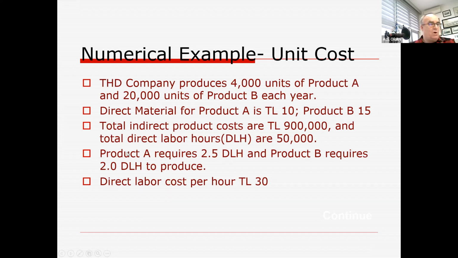Product A requires, to produce the 4,000 units, 2.5 direct labor hours each, whereas for product B, 20,000 units of them, each unit requires 2 direct labor hours to produce. So this is pretty close between the two. Direct labor costs 30 TL per hour. Cheap, right? So let's determine what goes on.